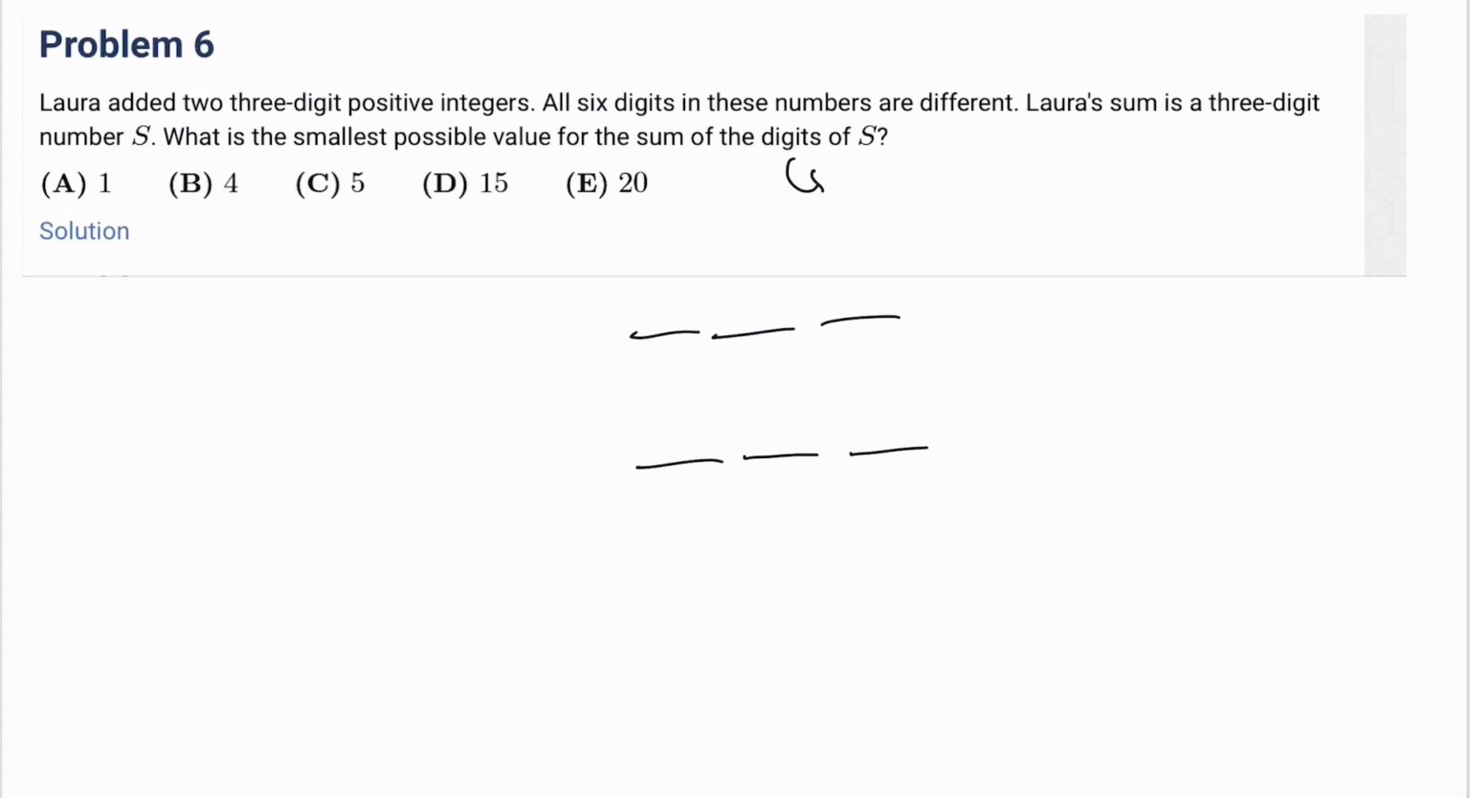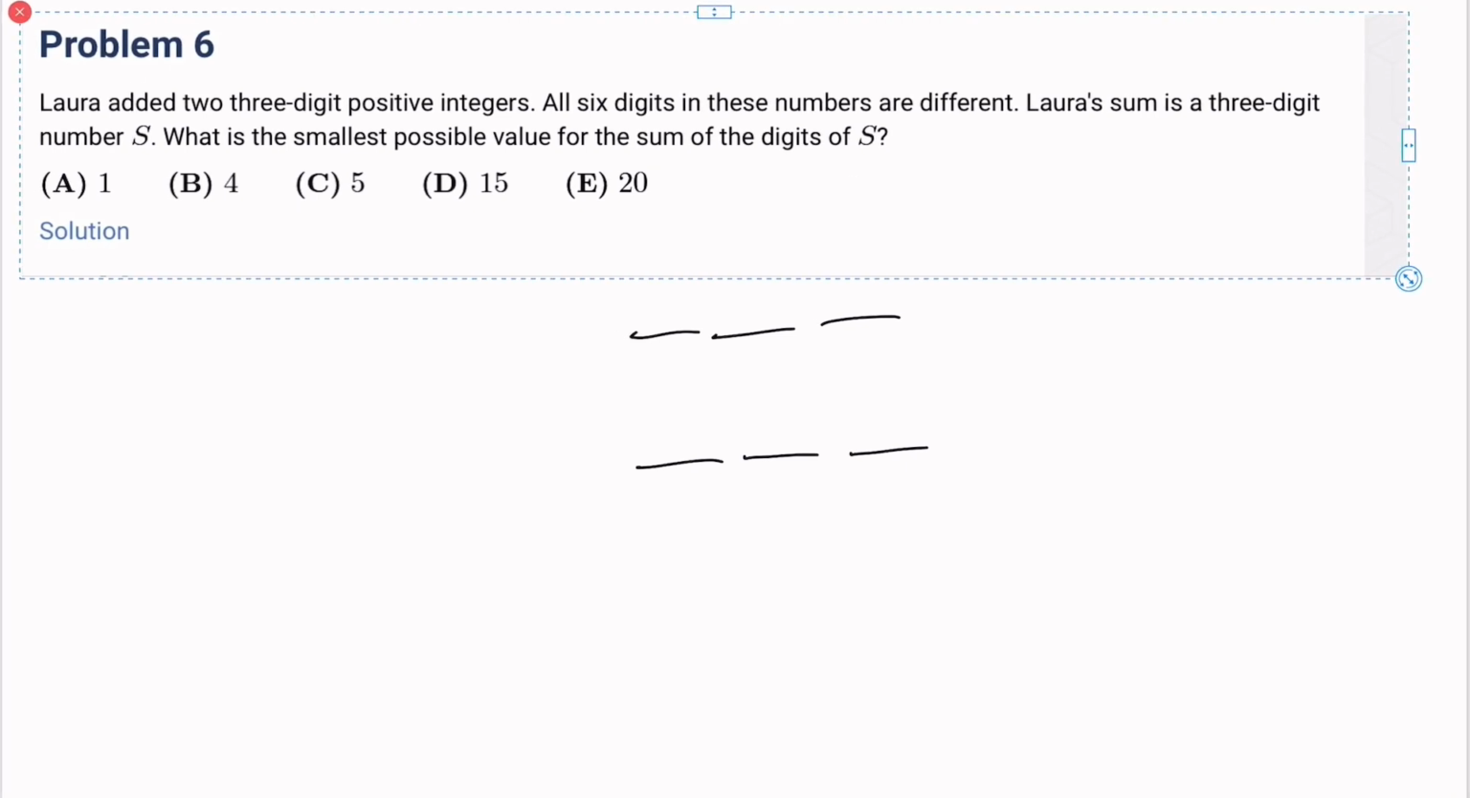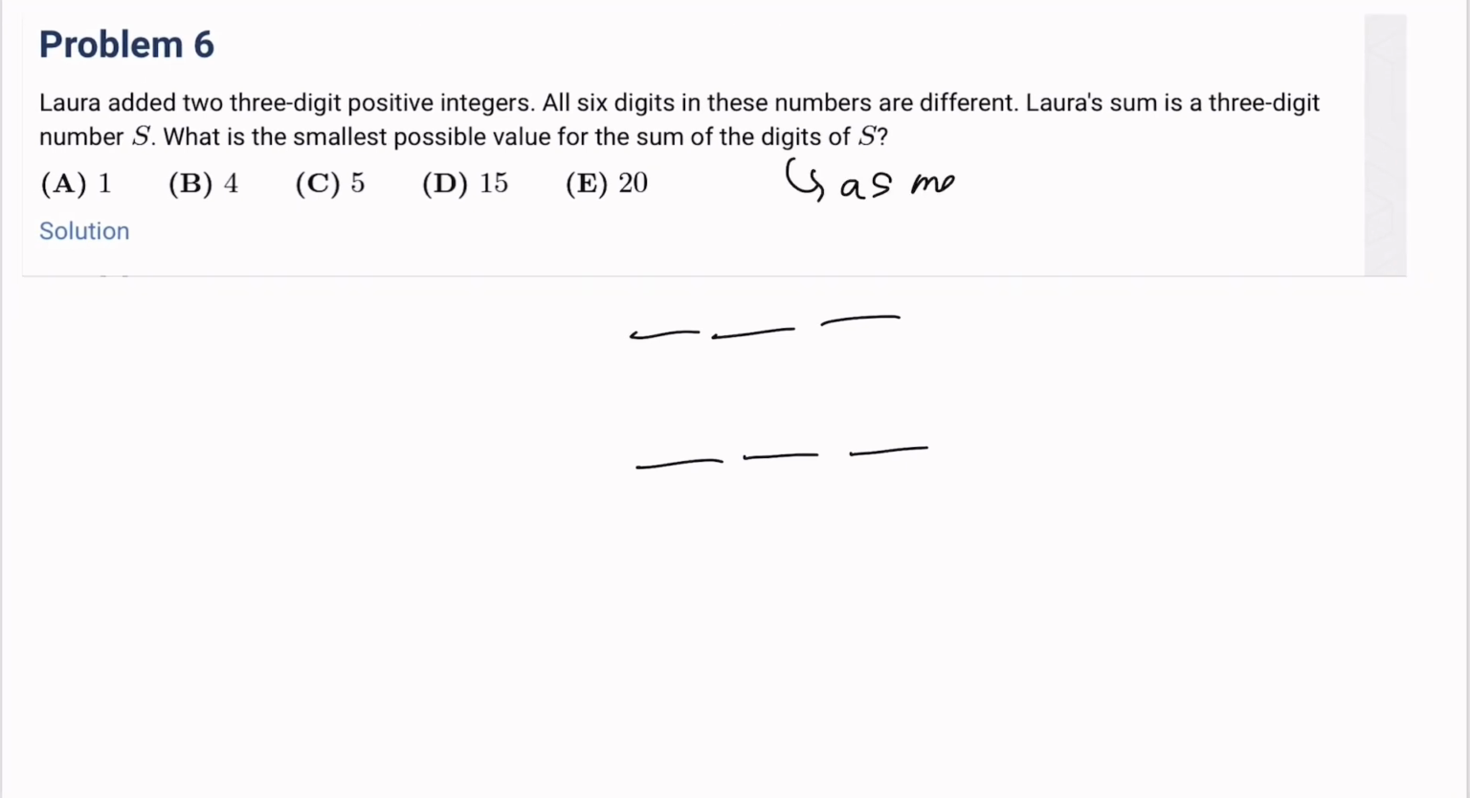That means we need to make as many zeros as possible, right? And so to get that, we need the sum of those two to be 100, and that should be the smallest, right? And first of all, for this to be the smallest, there's only 1 and 2, right?